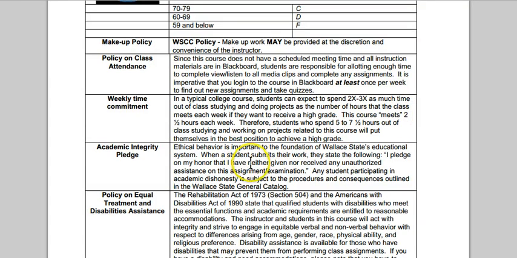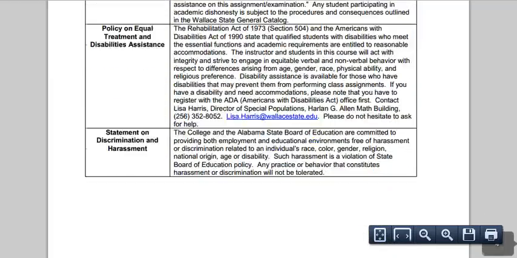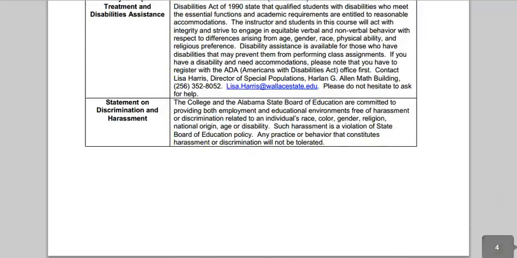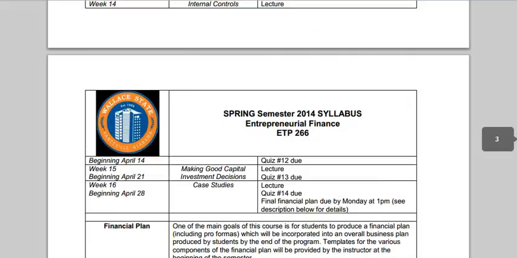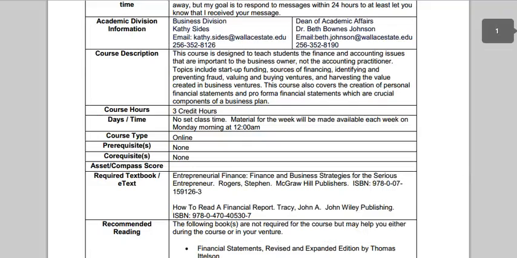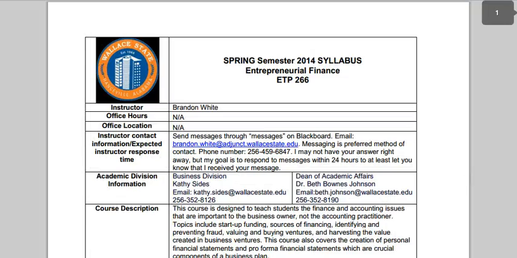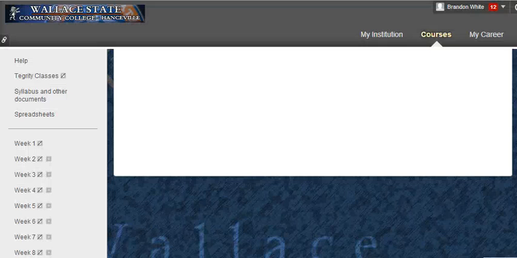The college does have an academic integrity pledge. You should read that and be aware of that. Additionally, I will post in a separate link a document that talks about web netiquette. If you've never heard that phrase, that is how to act and behave when you're online, specifically when you're taking an online course. So look for that link.